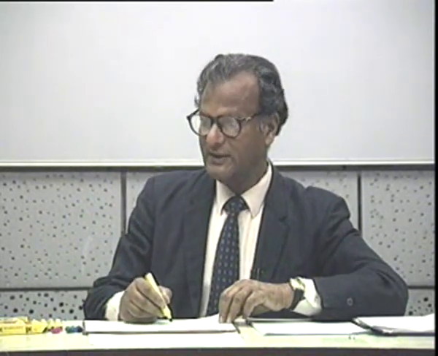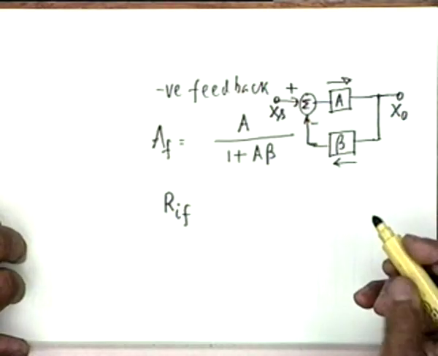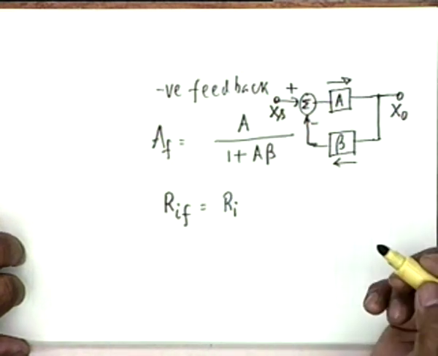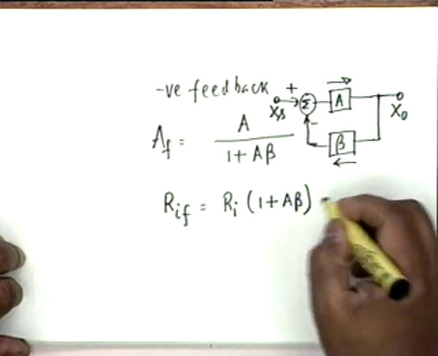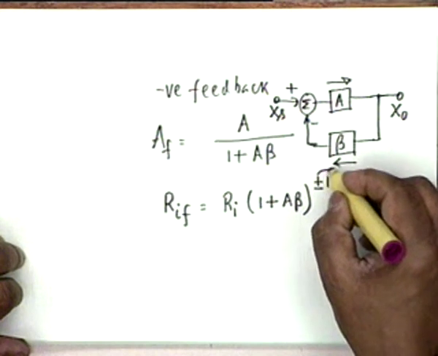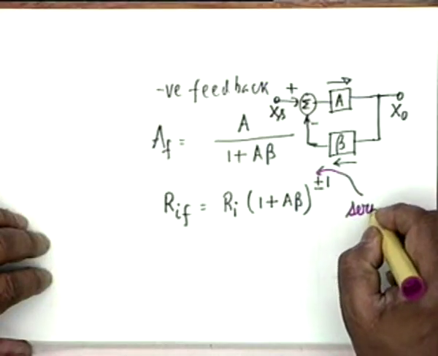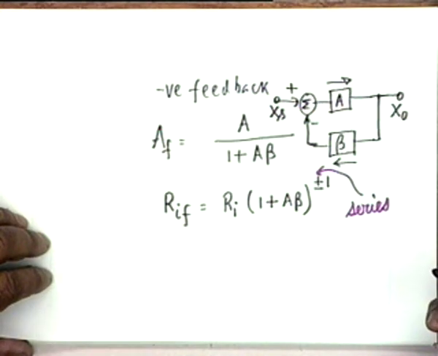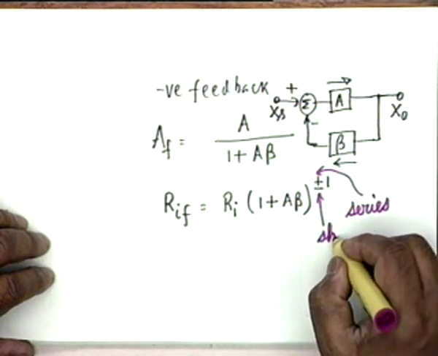We also saw that if there is negative feedback, then the input impedance RIF is equal to the impedance without feedback multiplied by 1 plus A beta to the power plus or minus 1, where the plus sign arises if the connection at the input is series. The input impedance is increased if the connection at the input is series, that is correct. Series connection increases the impedance, shunt connection decreases the impedance for very obvious reasons. So the minus sign appears for the shunt connection.